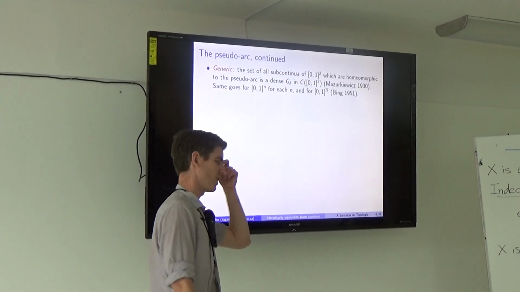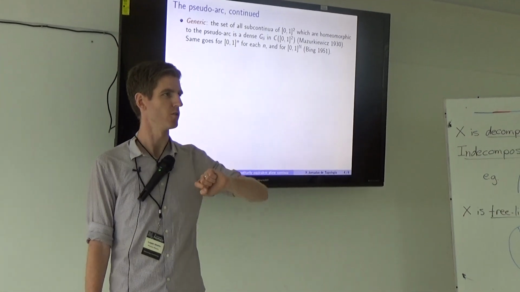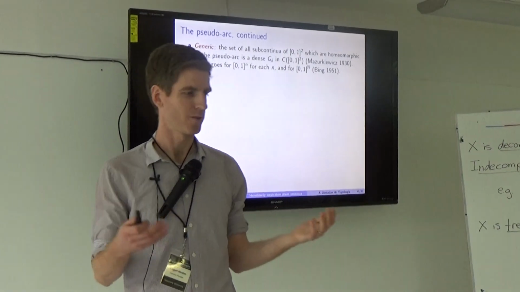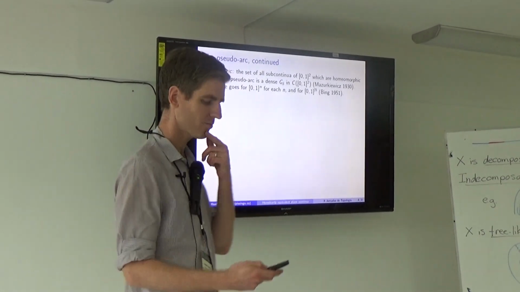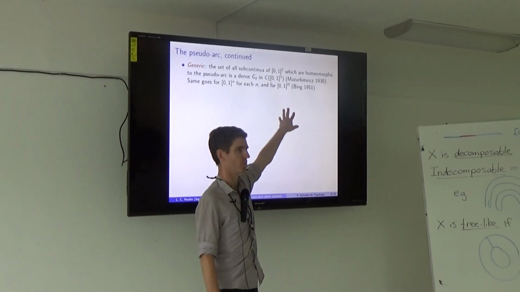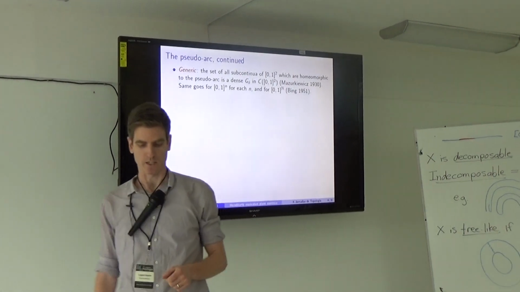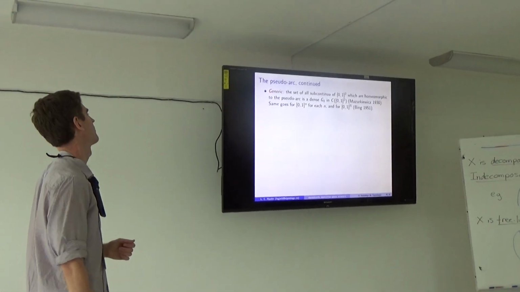So in a colloquial sense, if you picked at random, so to speak, a continuum from the square, with topological probability 1 it is going to be a pseudo-arc. And the same goes for any n-cell, and even for the Hilbert cube. So basically, in the universe of separable metric spaces.